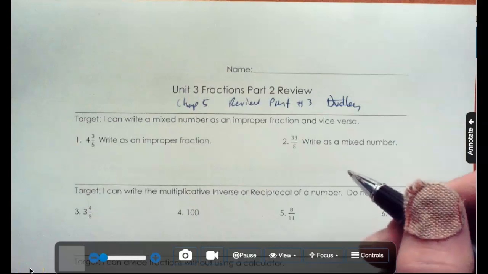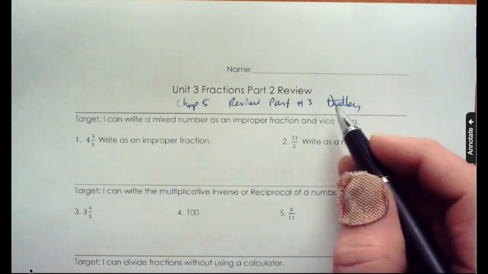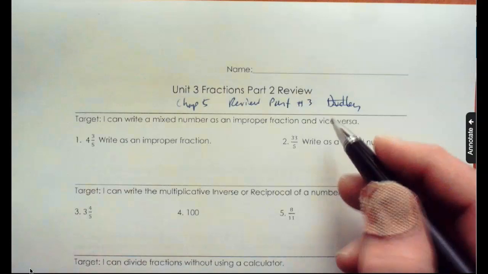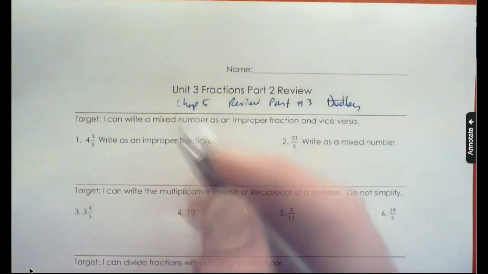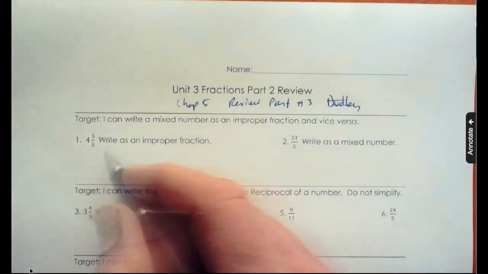This is the Unit 3 Fractions Part 2 review. If you're a Carlton kid, if you're a Dudley kid, it's the Chapter 5 review, Part number 3, Carlton. Same content. She goes by units. I go by chapters. Right as an improper fraction.